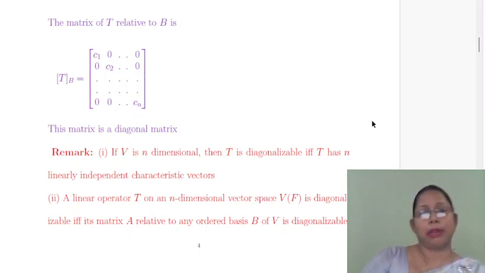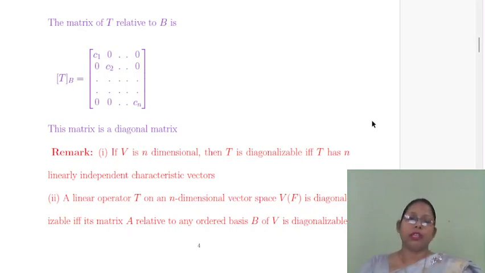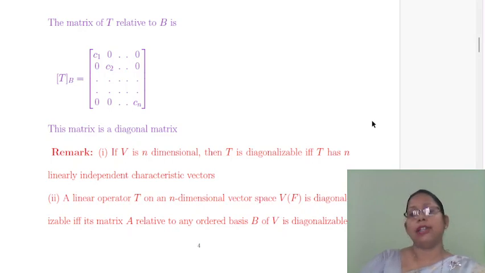Next is a remark. If V is an n-dimensional vector space, then T is diagonalizable if and only if T has n linearly independent characteristic vectors. A linear operator T on an n-dimensional vector space V is diagonalizable if and only if its matrix A relative to any ordered basis is diagonalizable.